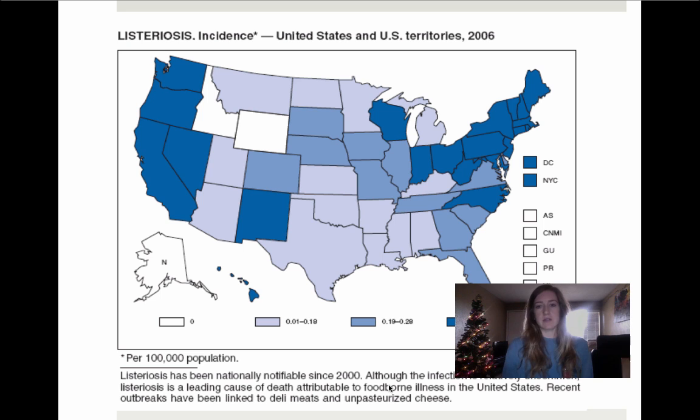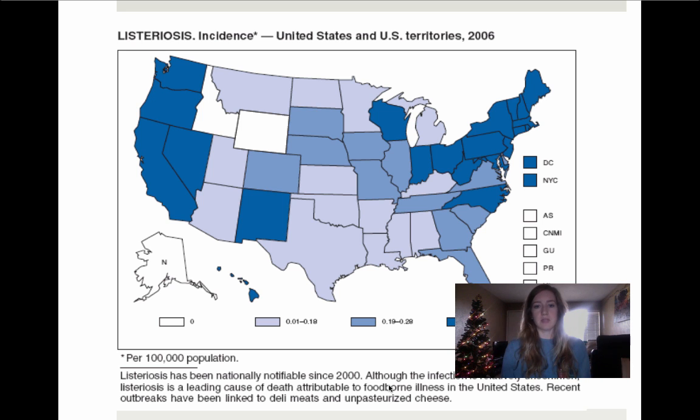So listeriosis, like I said, doesn't affect healthy people normally. It's mostly just dangerous to those who are considered at risk. So according to the CDC, the incidence of listeriosis for 2013 was 0.26 per 100,000. So that's a very small percent of the population who's contracting this disease.